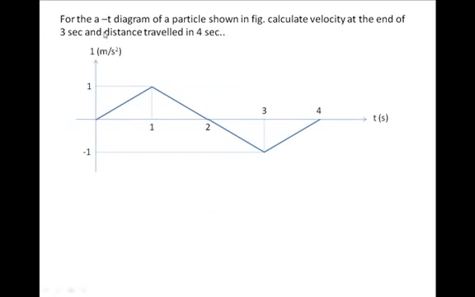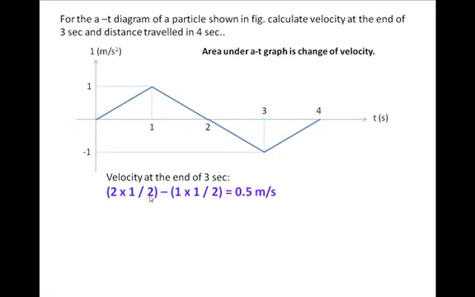Look at next problem. It says for acceleration time diagram of a particle shown in figure, calculate velocity at the end of 3 seconds and distance traveled in 4 seconds. No problem. Let's do the first part. Area under AT graph is change in velocity. So velocity at the end of 3 seconds, we have to work out this area and this area. We have done that here. 2 into 1 by 2 is this area and 1 into 1 by 2 is this area. Sign is negative because this area is below x-axis. So you have velocity at the end of 3 seconds as 0.5 meter per second.